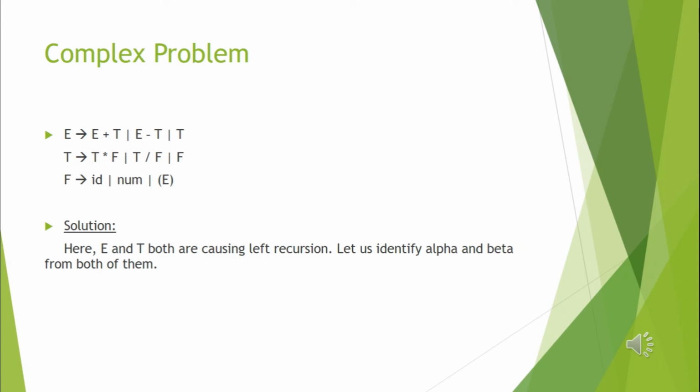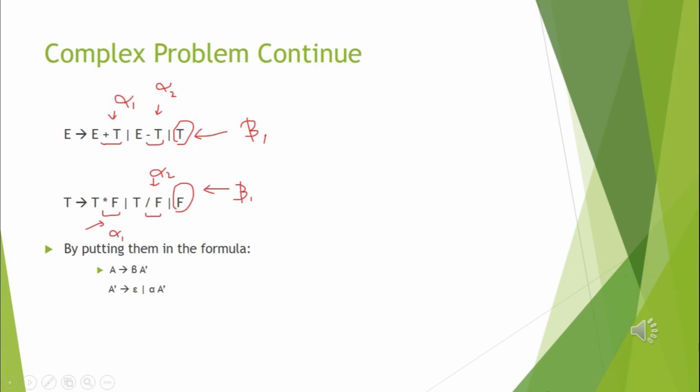So we have to firstly identify alpha and beta in both E and T so that we can further perform the mapping in the formula. As we know, the rightmost element is going to be beta. So here the T in the first expression of E is going to be beta, and here we are going to have multiple alphas, because E plus T and E minus T, both of them are causing the left recursion. So excluding the part of E, plus T and minus T both are going to be alpha. We named plus T as alpha 1 and minus T as alpha 2, and T is going to be beta.